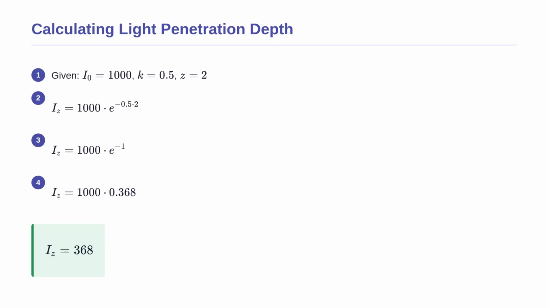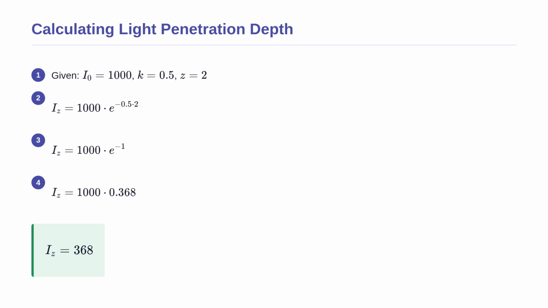Before we move on, let us see this formula in action with a concrete example. We are studying a clear lake where the surface light intensity is 1,000 units. The attenuation coefficient is 0.5 per meter, and we want to find the light available at a depth of 2 meters. We plug our known values into the Beer-Lambert law.